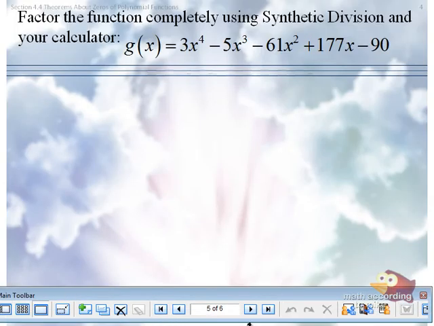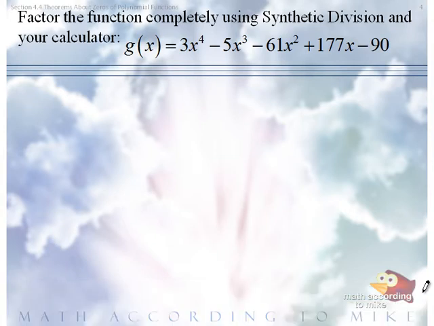Factor the function completely using synthetic division on your calculator. You will need your calculator or the ability to look at a graph and know exactly how it looks. So the process is to first figure out your possible rational roots. So that's your P's and your Q's.